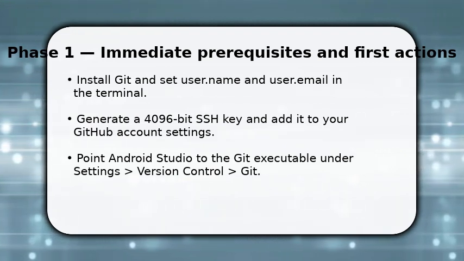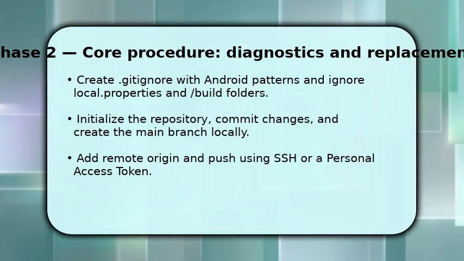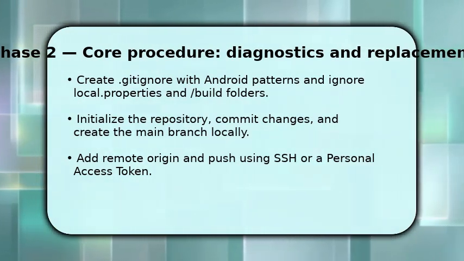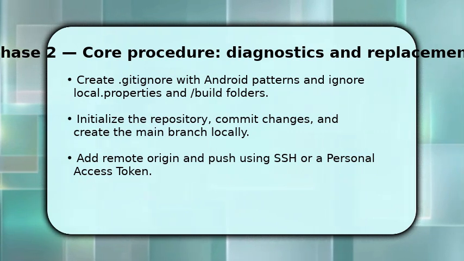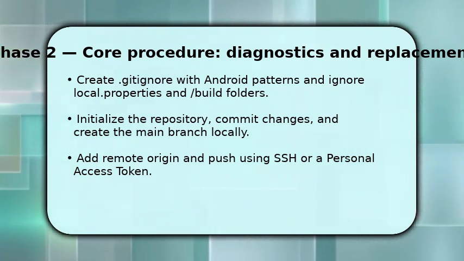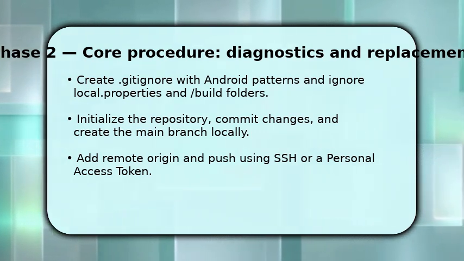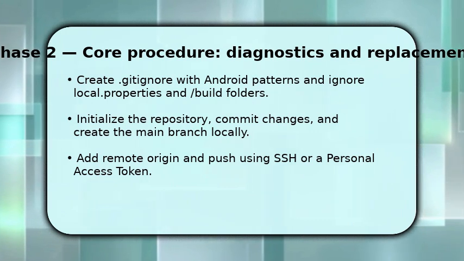Version control, Git. In your project root, create a .gitignore with Android patterns: /build, .gradle, and local.properties. Initialize Git with git init and add your files with git add. Then git commit -m. Create the main branch explicitly with git branch -M main to avoid mismatch.